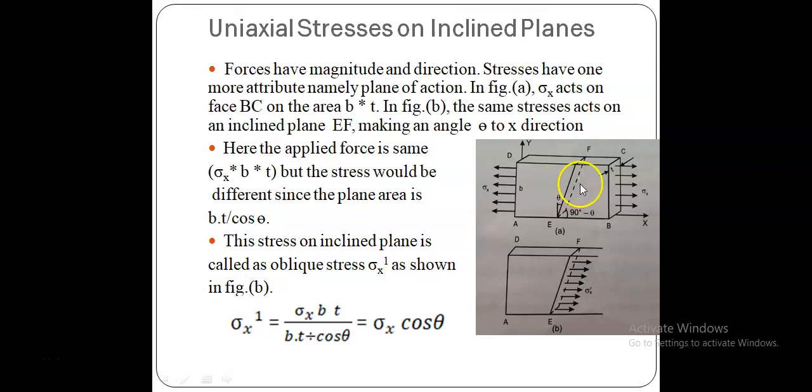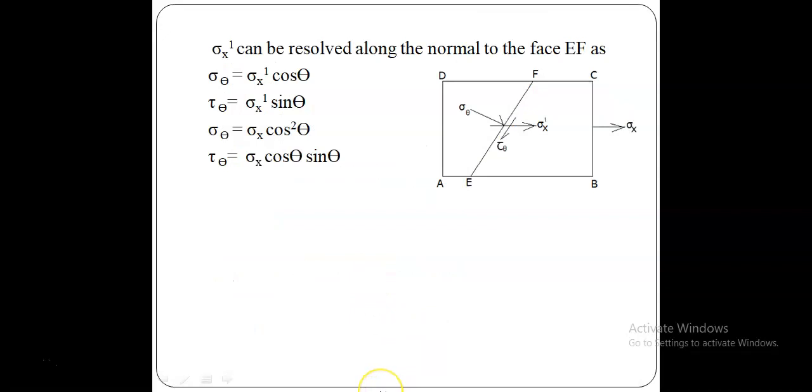Therefore we can write the oblique stress, the stress acting on this inclined plane, in terms of sigma x as sigma x dash equal to sigma x cos theta. Next, sigma x dash can be resolved along the normal to the face EF. So this is sigma x dash acting on the EF plane, and this is sigma x acting on the plane BC. This is the oblique or inclined plane.